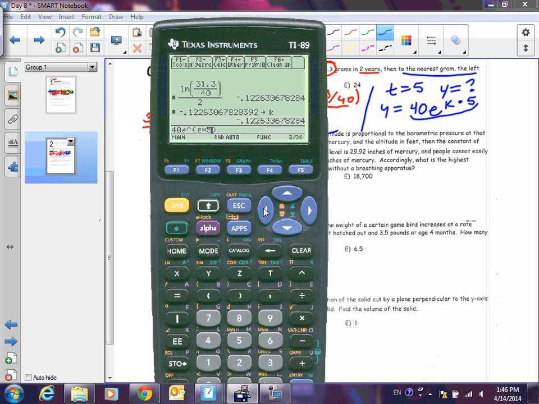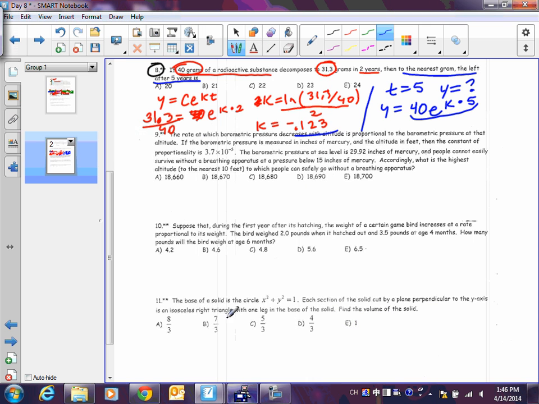Oh, I did the wrong E. Or I did something wrong. Alpha K. Oh, I just didn't touch the alpha part. There we go. And so I get 21.66, and the directions say to the nearest gram. So my answer should be C, 22.